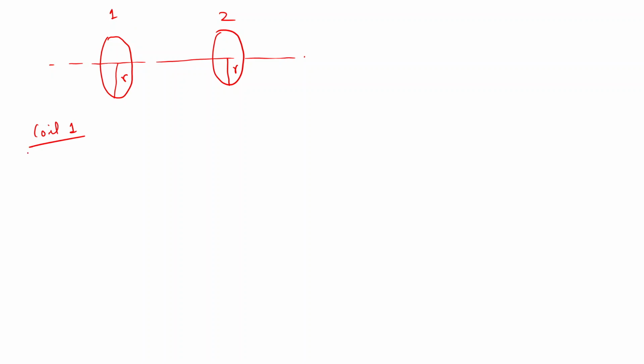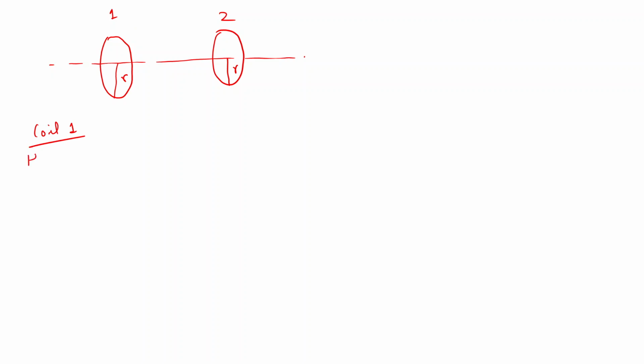When we have two coils, let's call this coil 1, and this is another coil of the same radius. We want to see what the expression of the magnetic field is because of both the coils along the axis. The diagram I have made is not good, but the radius for both is the same, which is r. Then for coil 1, let's see what the expression of the magnetic field will be.